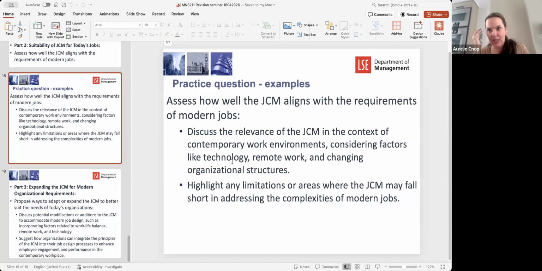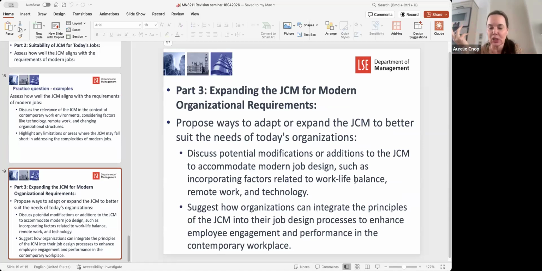So in that context, thinking about new advancement of technology, how can I highlight and focus on limitations where this model today may fall short, right? So there are elements or factors that the GCM is not incorporating because it was developed at a time where these factors were not existing, that we might want to expand today, right? So you want to propose ways to adapt this model to better suit today's organization needs, right?